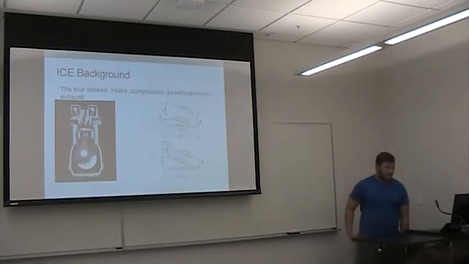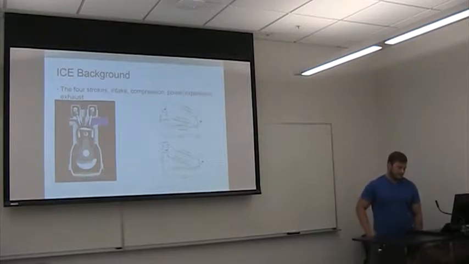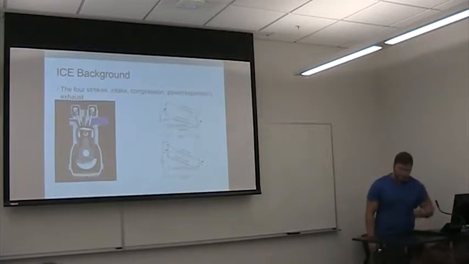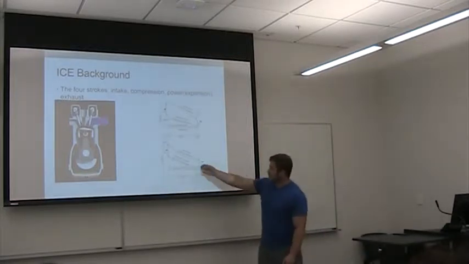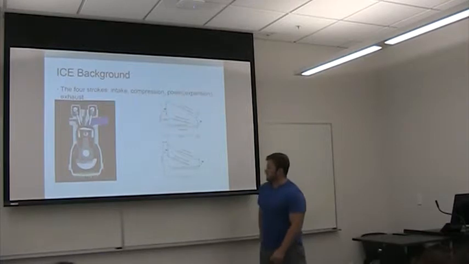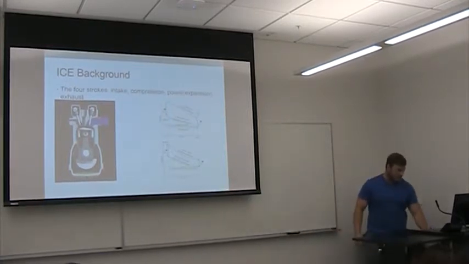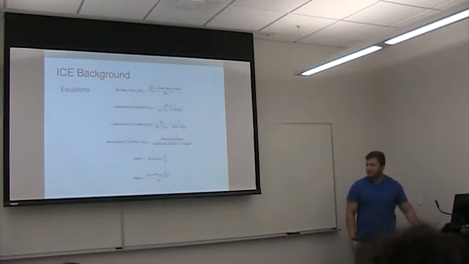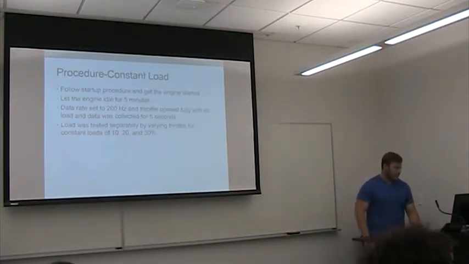On the right, the top graph is the real cycle, and the bottom is the ideal. As you can see, right here is where it really shows the isentropic expansion and compression. These are a couple of the equations that we need, the calculations.